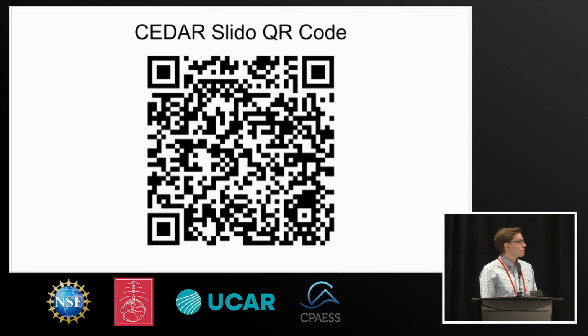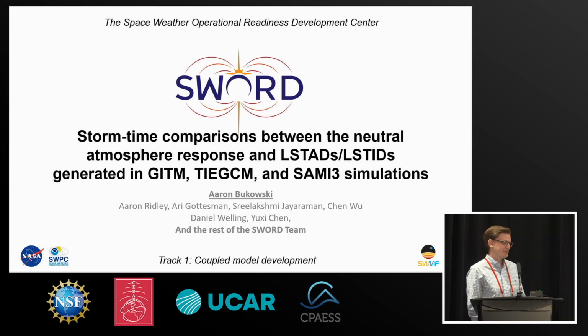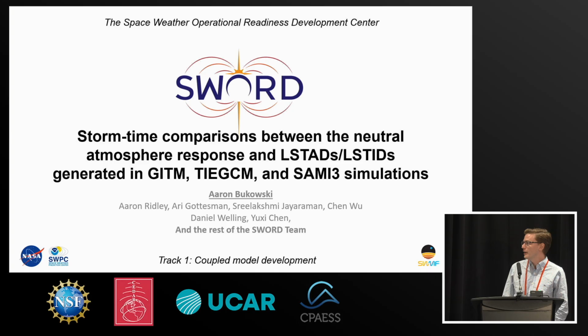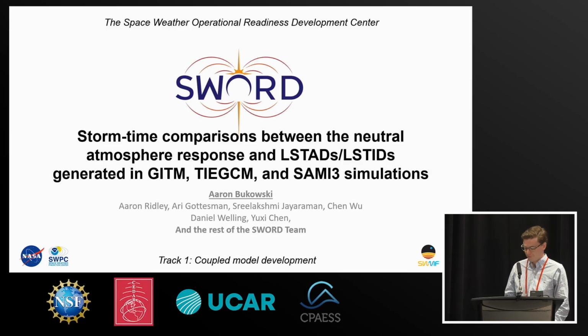My title is coming up. It was made before I started doing the work. This is a maybe 2.5-week side project that I did on looking at driving SAMI 3 with TiGCM and GITM, with both of those neutral atmosphere models driven by the exact same auroral and precipitation models. Thank you also to every co-author that I've worked with on this. A couple of them are here, a few of them aren't, but thank you if you are.